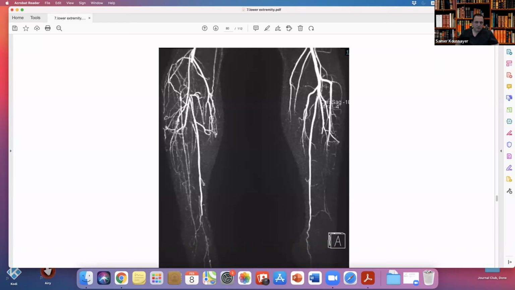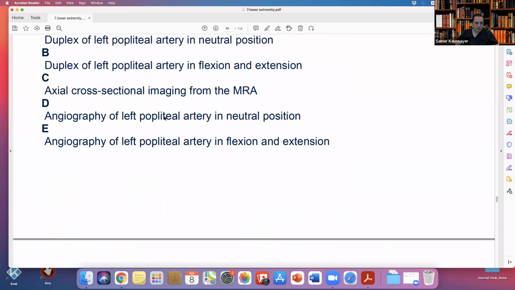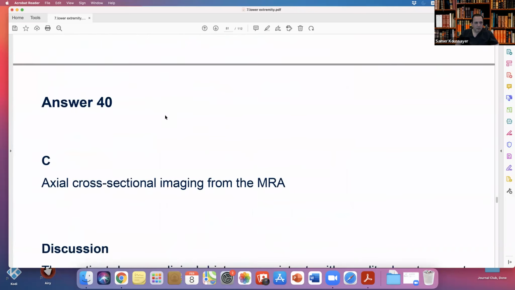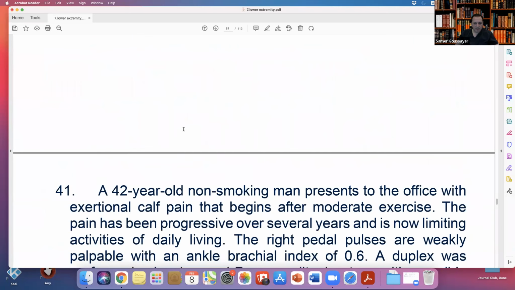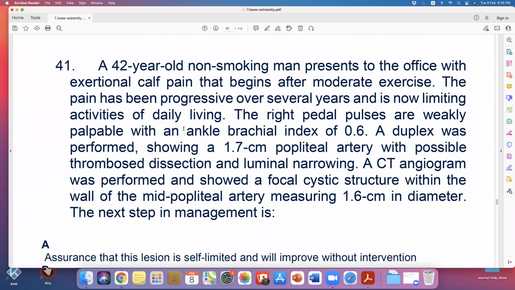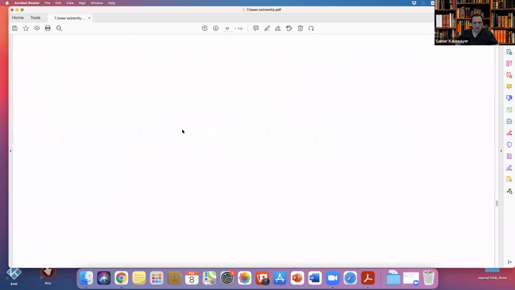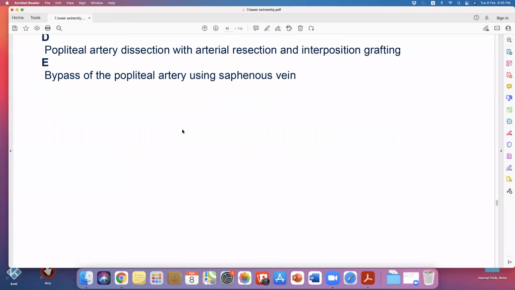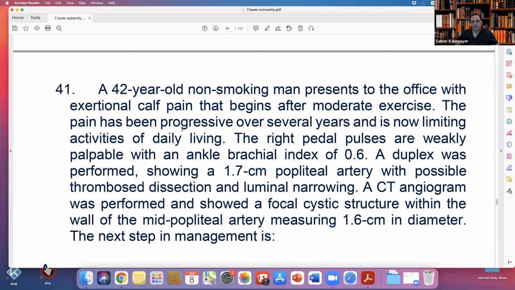All right, so this is a good question. Well, let's go to the next one. Axial cross section, so it's correct. Ahmed, we are back to you. Okay, let's see if we get that question. Oh no, we went too fast. Okay, 42-year-old non-smoker. I think you lost it, sorry. Here we are. Yeah, here we are.